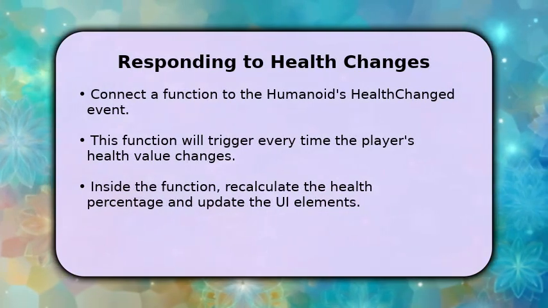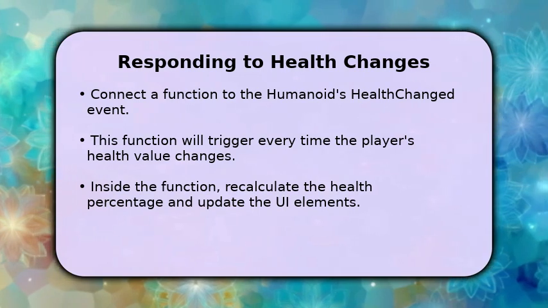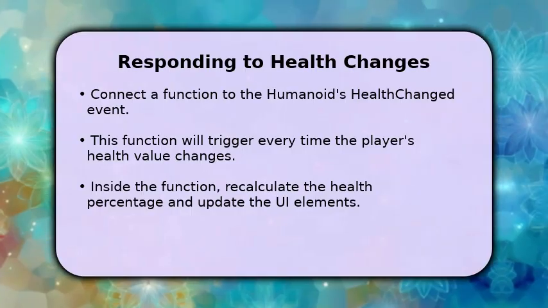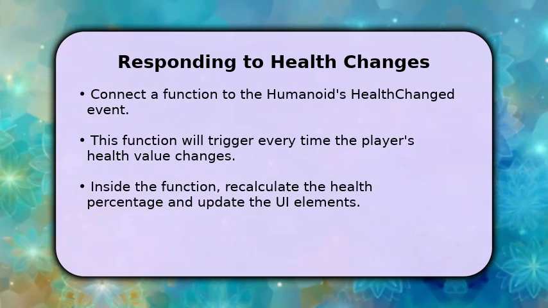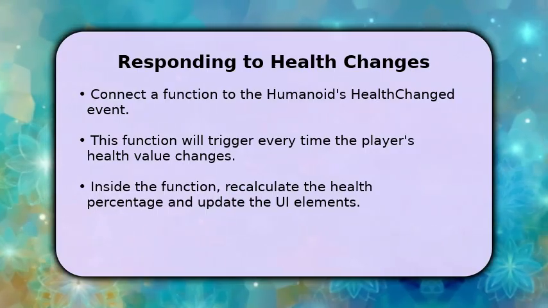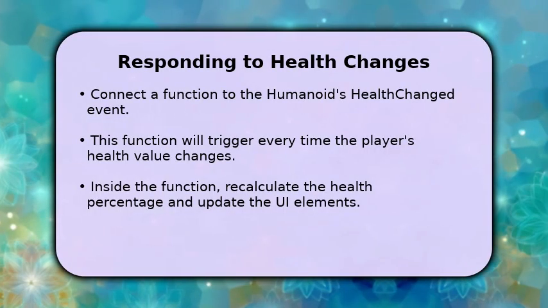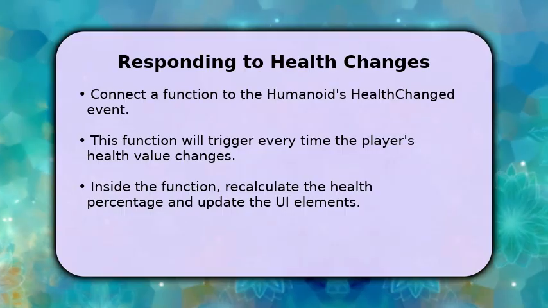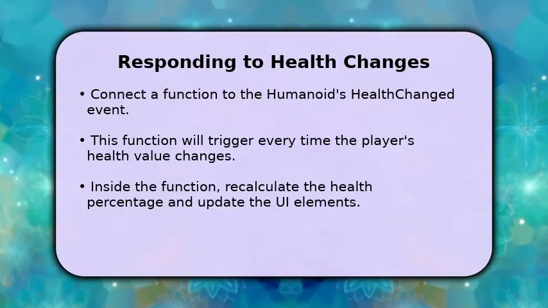Finally, we need to ensure our health bar responds dynamically to changes. Connect a function to the humanoid's health changed event. This event fires whenever the player takes damage or heals. Within this function, we'll rerun our calculations to get the new health percentage. Then, we'll update both the health fill frame size and the text label's text to reflect the player's current health. This continuous update ensures the health bar is always accurate and responsive, providing real-time feedback.